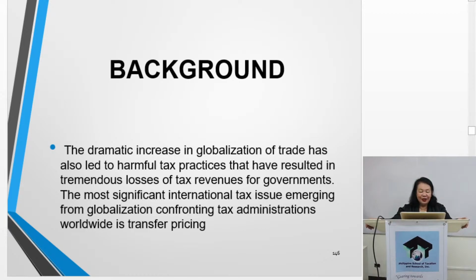And then, ano pang nangyari dito sa mga losses na to? Sa mga nangyayari na to, nagkaroon ng losses ang tax revenues for the governments. Nagkaroon ng mga lugi sa gobyerno dahil hindi na nga po nila kolekta yung tamang taxes. So, the most significant international tax issue emerging from globalization confronting tax administrations worldwide is transfer pricing. So, yung pinaka issue na pinaka-importante po sa lahat yung issue po ng transfer pricing. Paano kaya ginagawa itong transfer pricing na to, no?